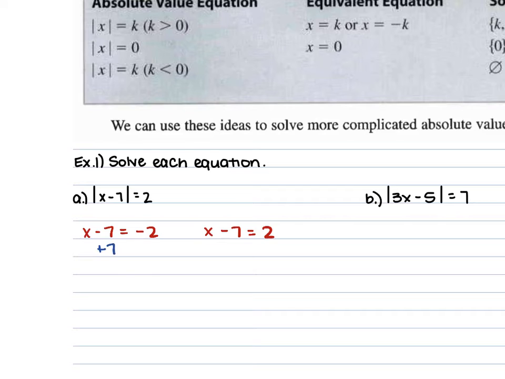We add the 7 to both sides. We get x is equal to 5, as well as x is equal to 9. So we just write this in braces as 5, 9, close braces, and then we're done.